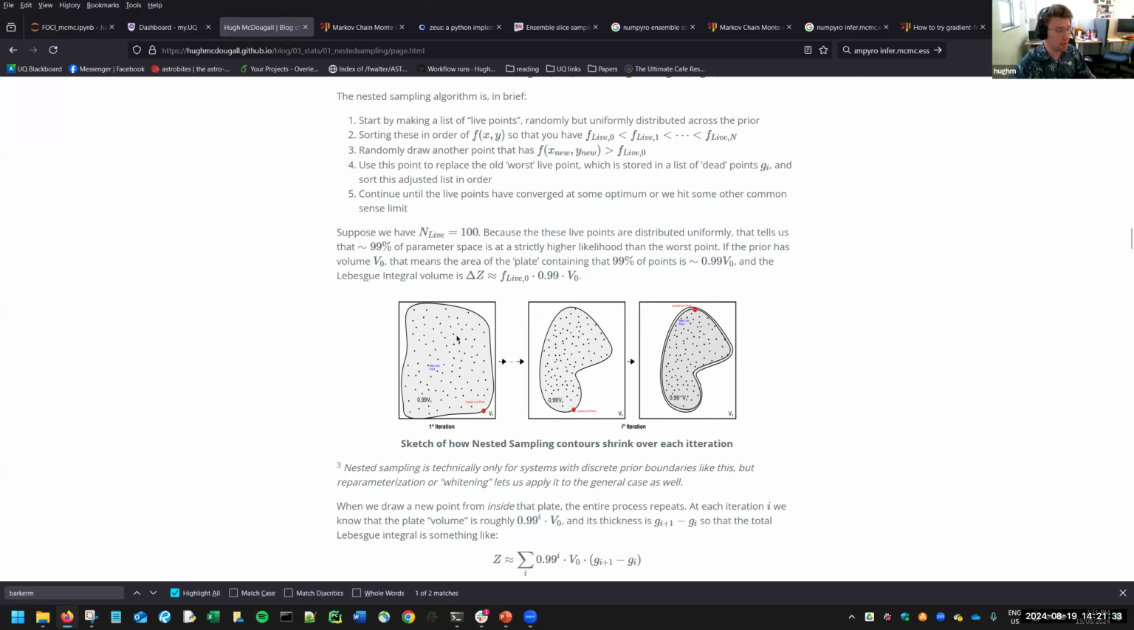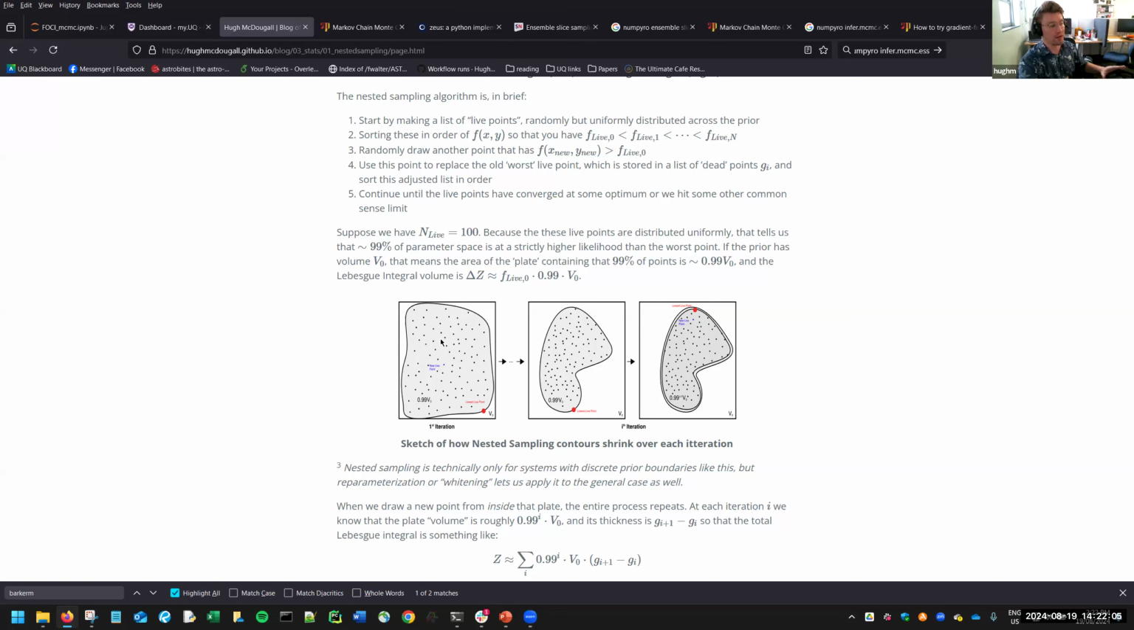So suppose you've got 100 live points. If you kill one of them and replace it, then the region that those points subtend has shrunk by 1%, because you've removed one point and gotten a better one. If your initial volume was 1, then the volume that your points are over now is 99%, 0.99. Do that again, 0.98, and so forth, and it exponentially contracts.